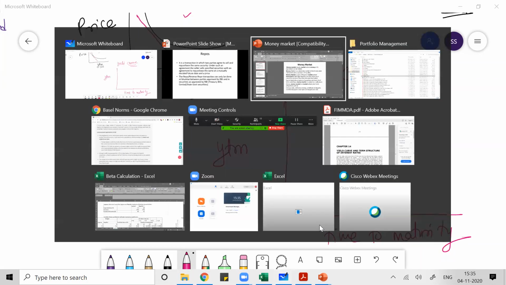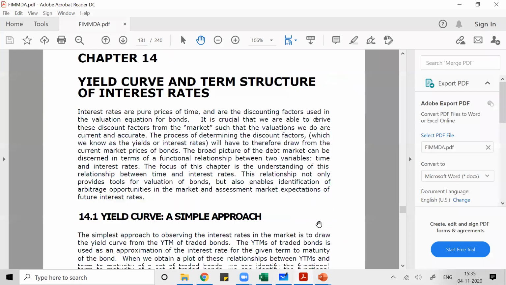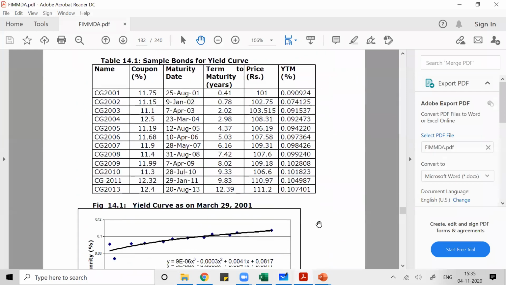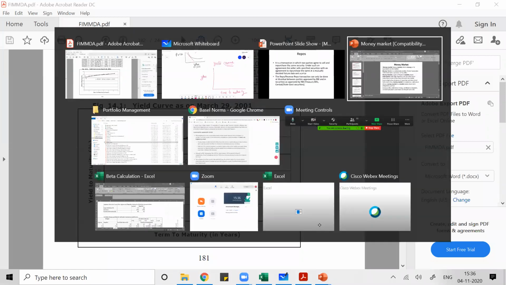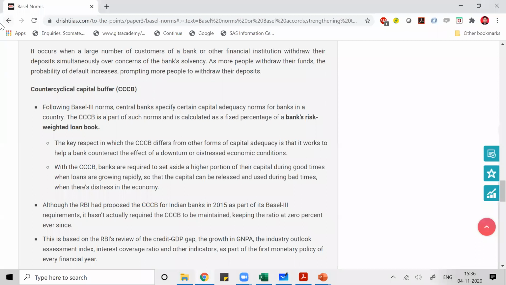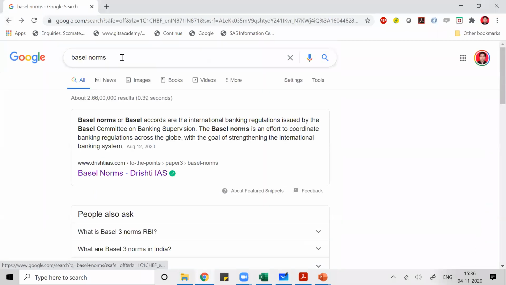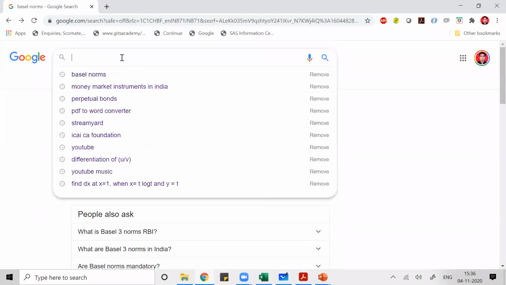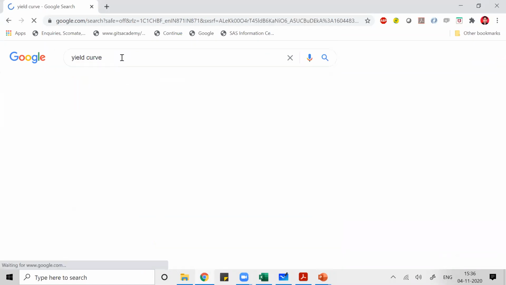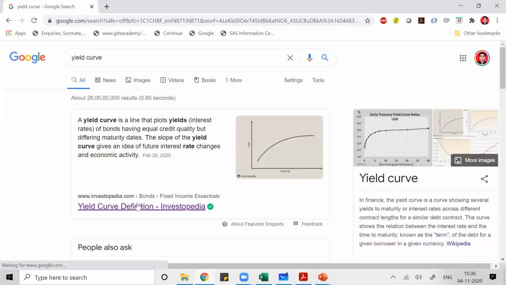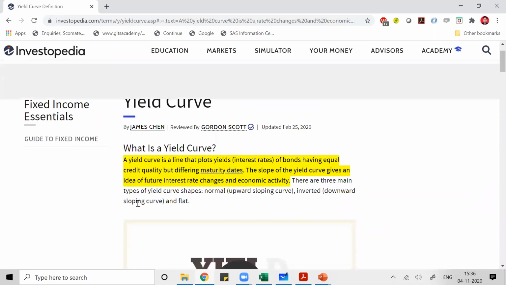Whenever you talk about the yield curve, it is a very important term for your theory exam questions. You may get a question on what is a yield curve, so you should know about it. The yield curve is very important for your theory questions.